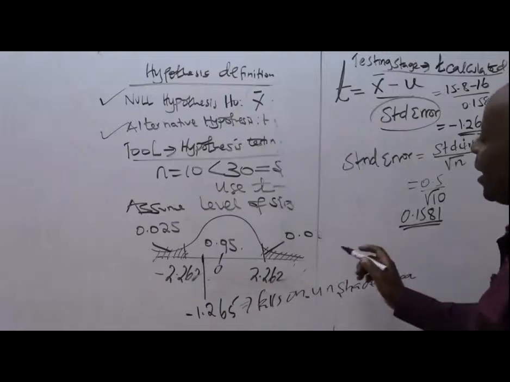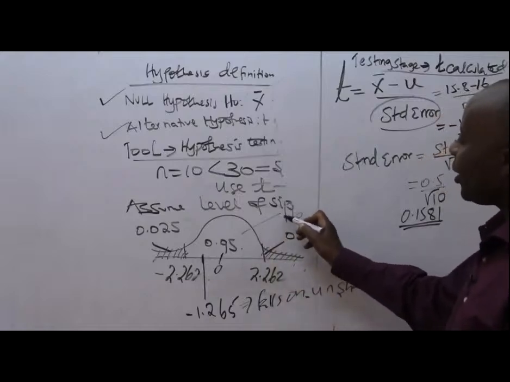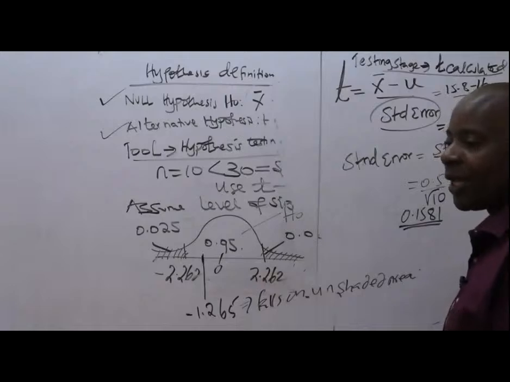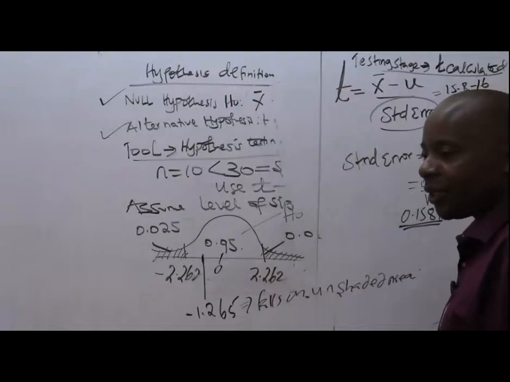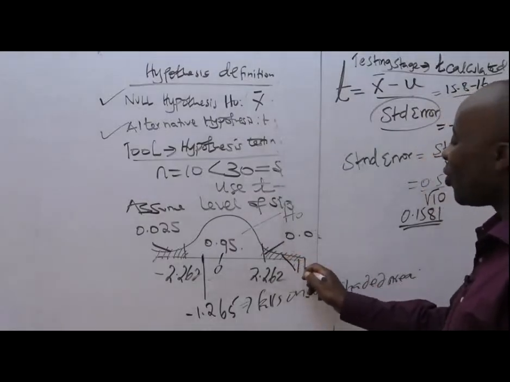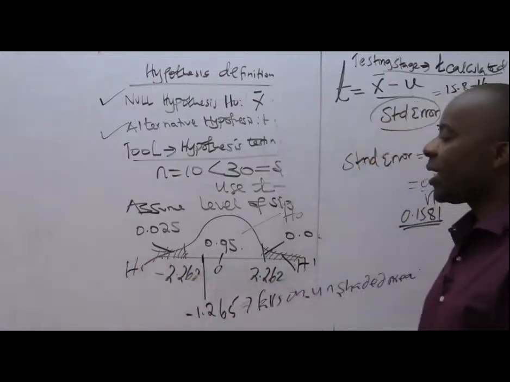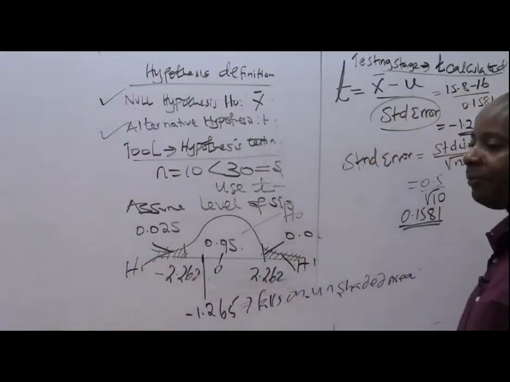And the unshaded area, please mark your territories very well. Unshaded area is what we call H0. Shaded area is always H1.